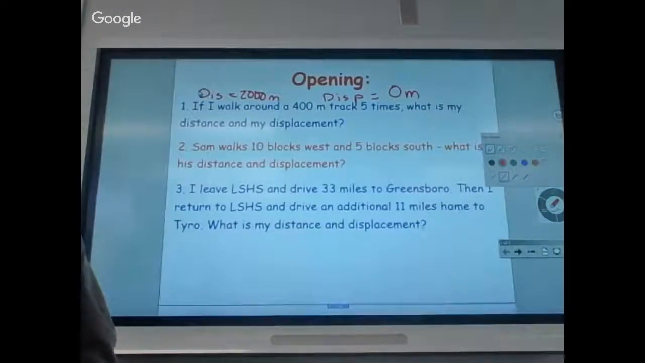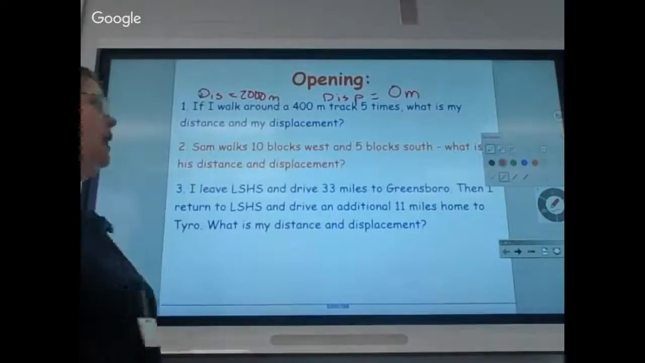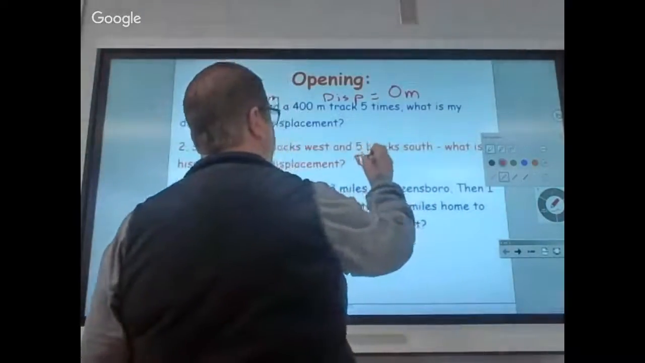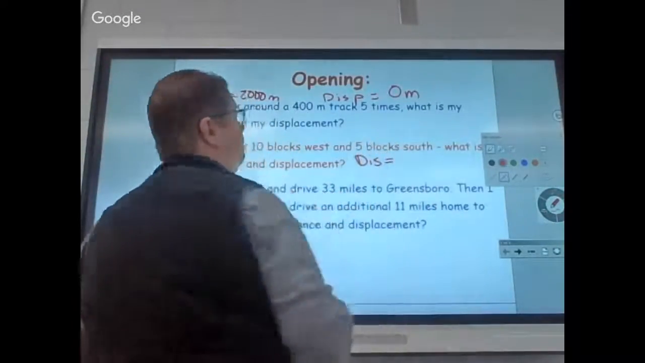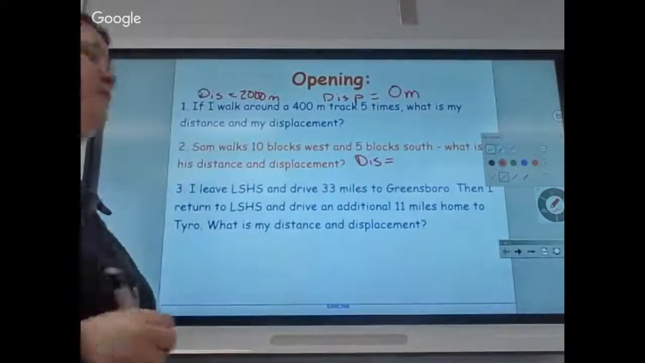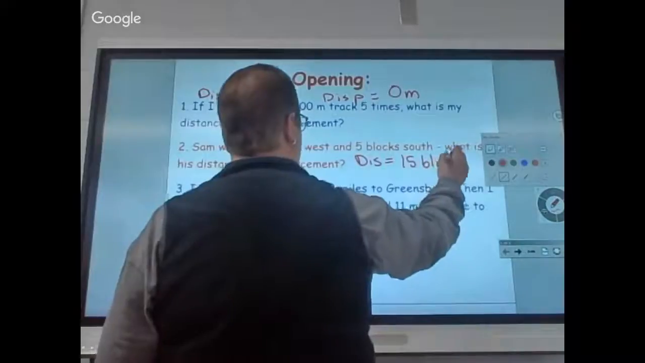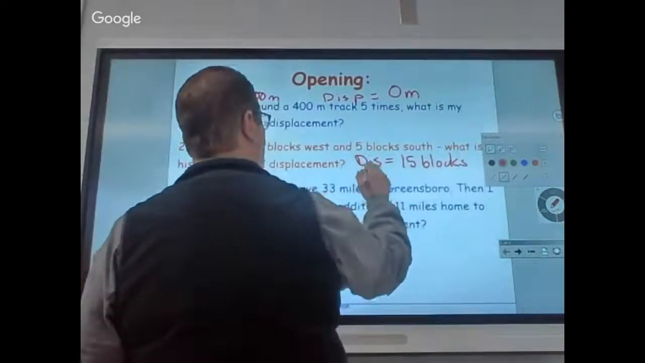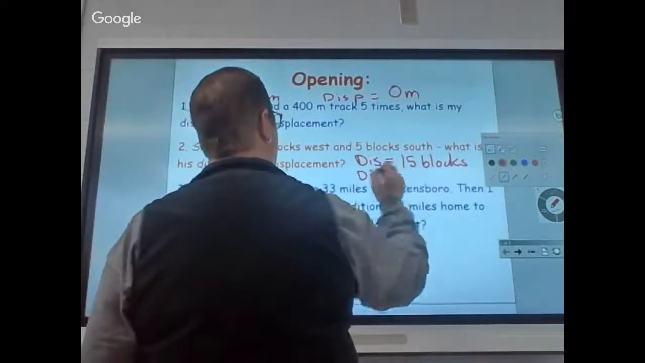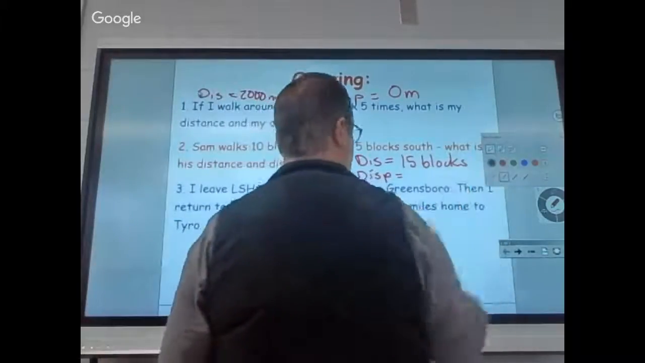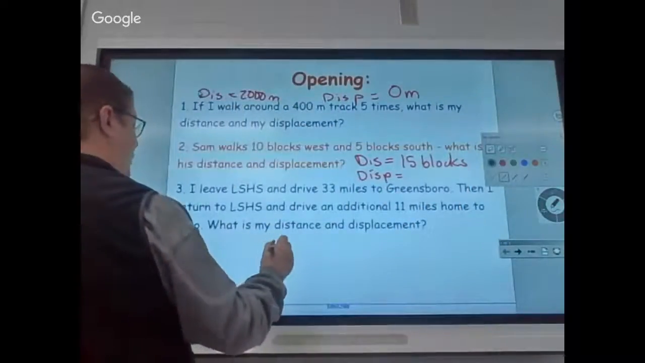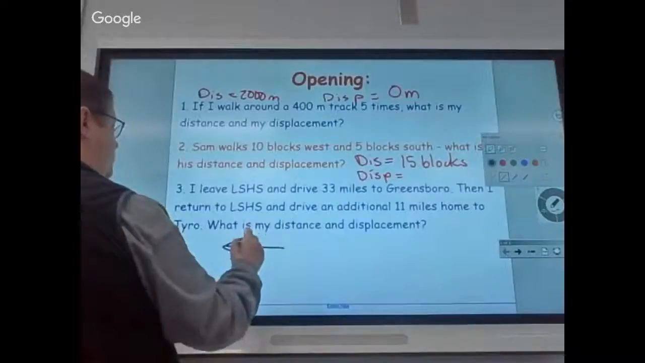All right. And number 2. In this one, we have to find distance by doing what? Adding. So 10 plus 5 is 15. And this time you write blocks. For displacement, though, this time we're doing what? That's right, because we go 10 blocks west. So 10 blocks to the west would be this way.